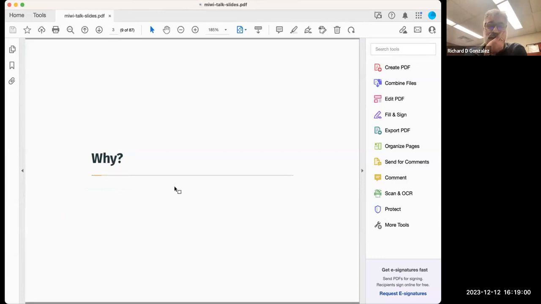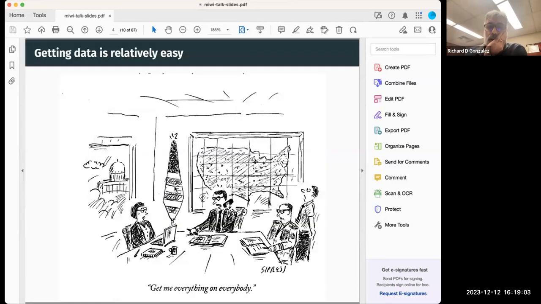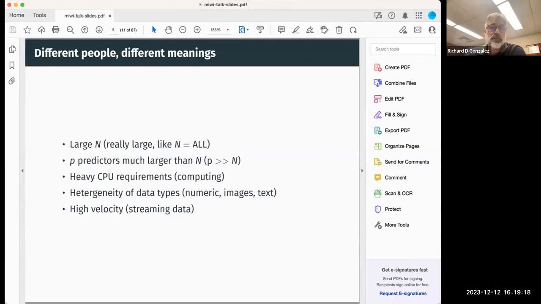Now, why are we even talking about data science right now? We have the ability to collect data on everything, right? There are even cartoons in the New Yorker: get me everything on everybody. We, in a sense, have the possibility that our studies could be N equals all. Every human on Earth could, in principle, be in our study, depending on the data collection methods we have available to us, like smartphones and so on. So it's possible for N to be at a scale that we just have never seen before in any of our disciplines.